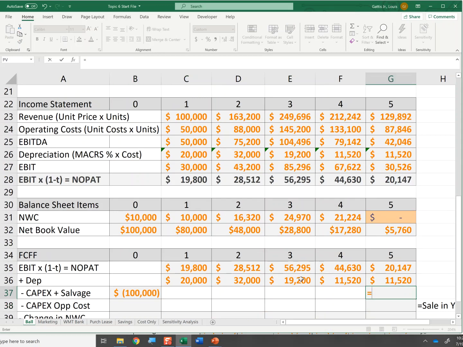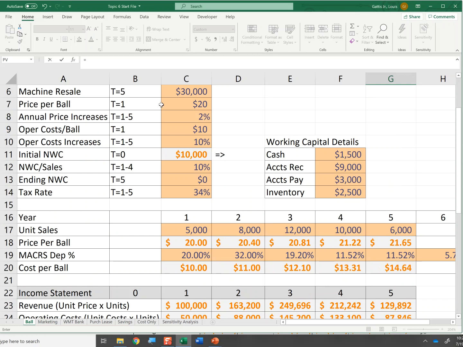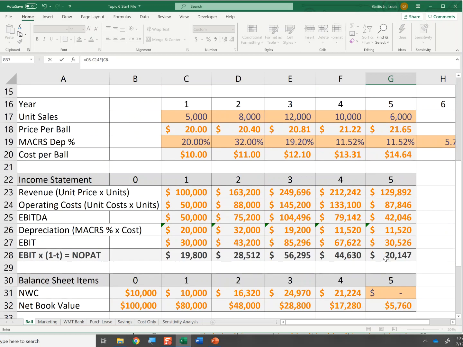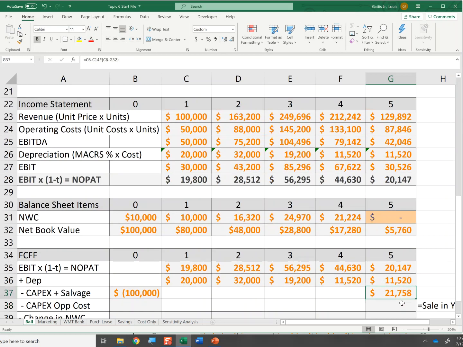I'm then going to get in year 5 $30,000. However, I got to pay taxes on that, so I'm going to reduce that by the tax amount, which is going to be 34% times the difference between salvage and its net book value. So this is what it's worth according to the IRS. According to the IRS, it's worth $5,760, because I'm going to be taxed on the difference between $30,000 and $5,760. So my after-tax salvage in year 5 is $21,758.